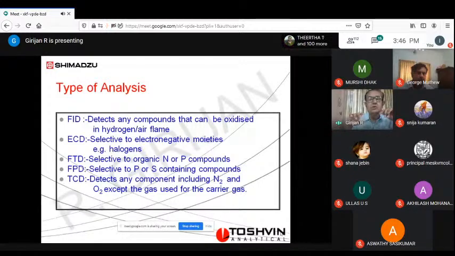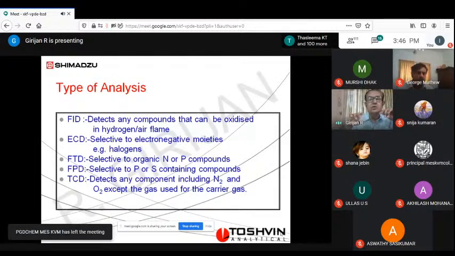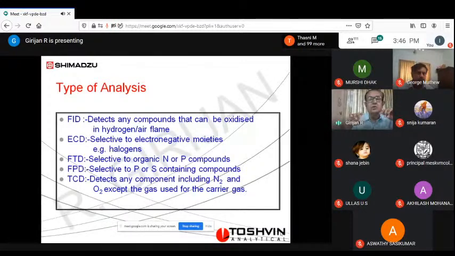Many times, detectors like FID will require a flame. And that flame we have to ignite by igniting a mixture of hydrogen and air in the ratio 1:10. One part of hydrogen and 10 parts of air. That's the ratio we use. We ignite that flame, and that is required in the detector. That is called the flame ionization detector. The sample is going to be ionized in the flame ionization detector.